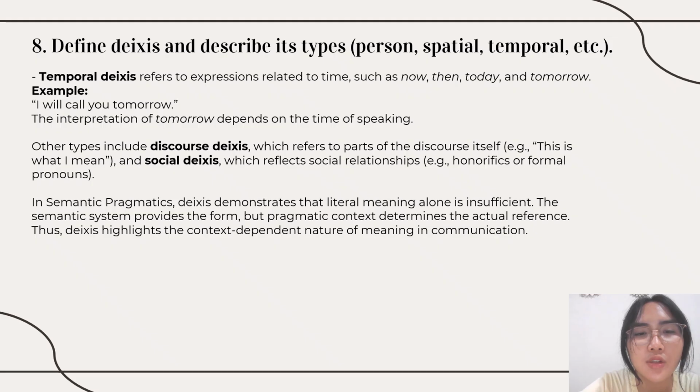Other types include discourse axis, which refers to part of the discourse itself, like this is what I mean, and social axis, which reflects social relationship, honorifics or formal pronouns.